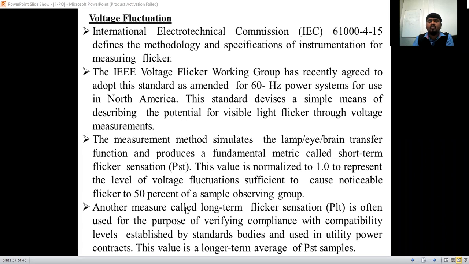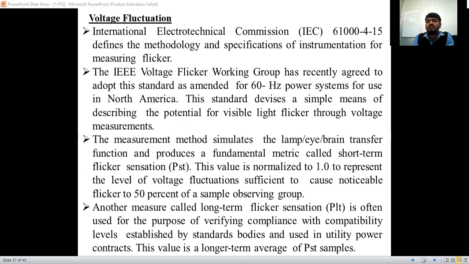PLT, the long-term flicker sensation, is often used for the purpose of verifying compliance, to verify the compatibility levels established by standard bodies used in utility power contracts. For example, when a substation is being developed, the government will give a contract, and in that contract they will mention that the substation must meet these standards. The standards bodies establish the compatibility levels, and while making the contract agreement, they mention them in the utility power contracts.